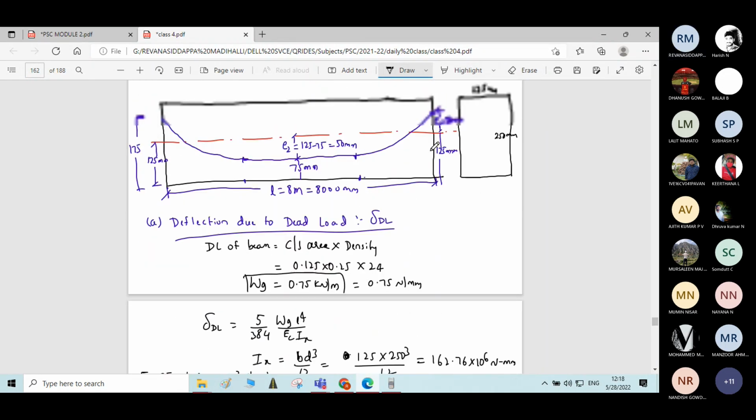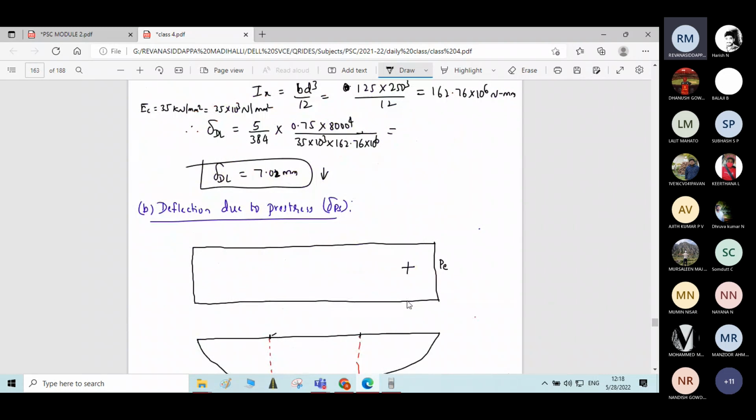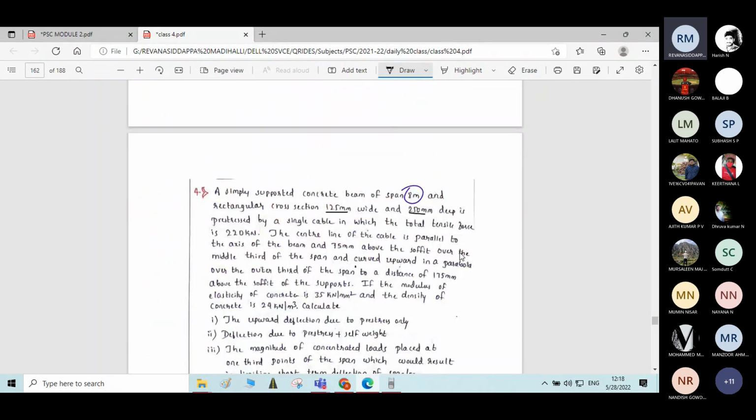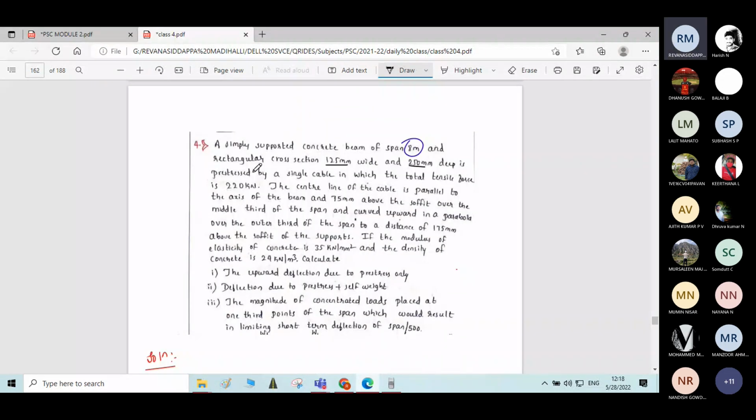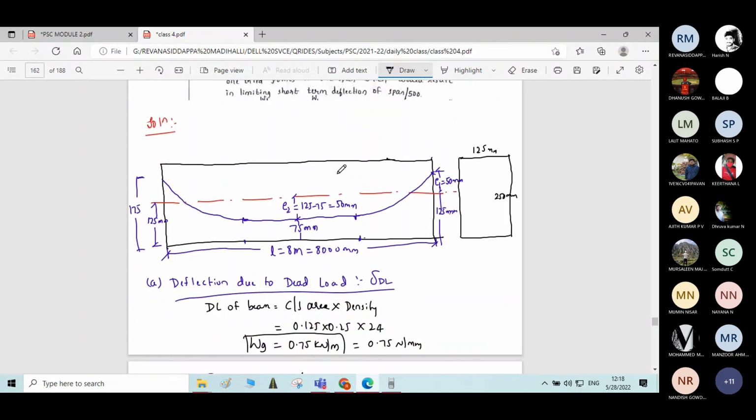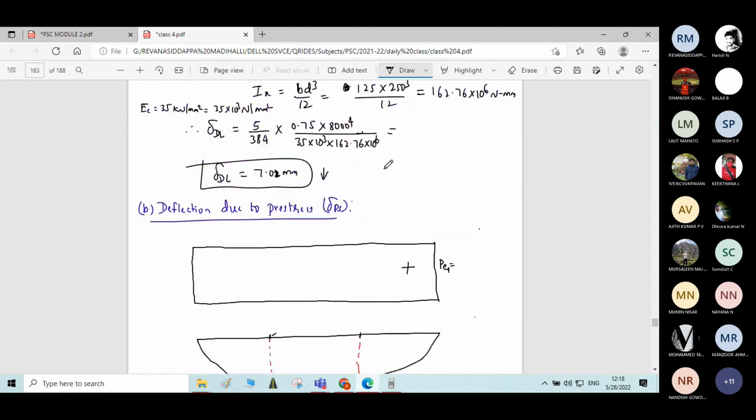So P into E1 is equal to, the prestressing force is given. How much is it? 220 kilonewton. P is equal to 220 kilonewton, which means 220 into 10 power 3 Newton. E1 is 50 mm. Correct? So if you calculate, you will get the answer as 11 into 10 power 6.